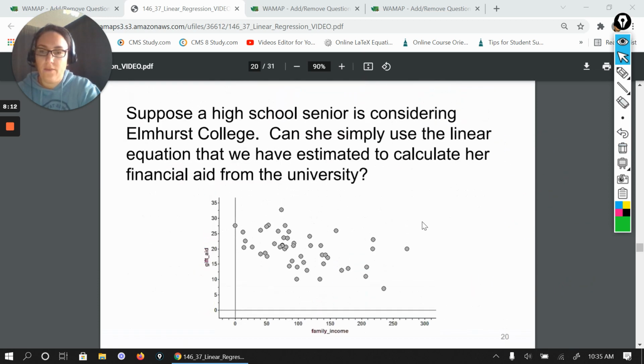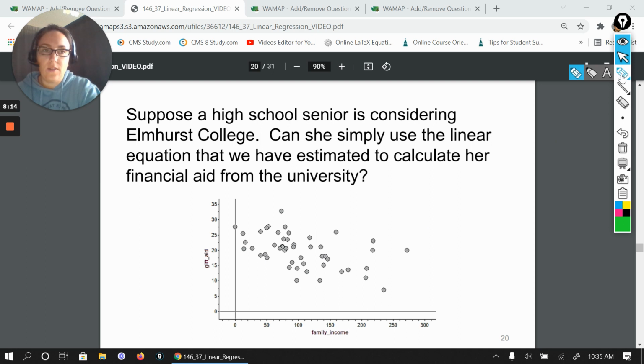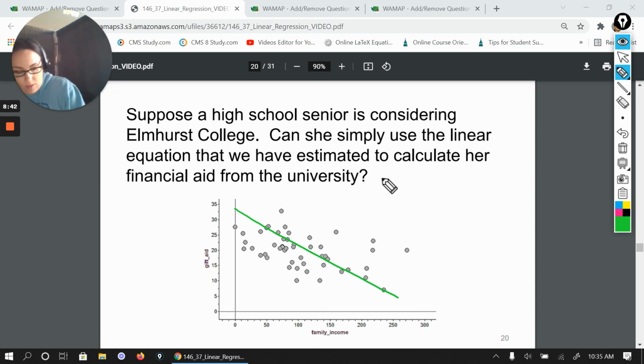Here's example 5. Suppose a high school senior is considering Elmhurst College. Can she simply use the linear equation that we have estimated to calculate her financial aid from the university? Well, the line would have been drawn about right here or so. The line gives you an idea, but it looks like there are more factors for financial aid than just income. So I'll put that down.